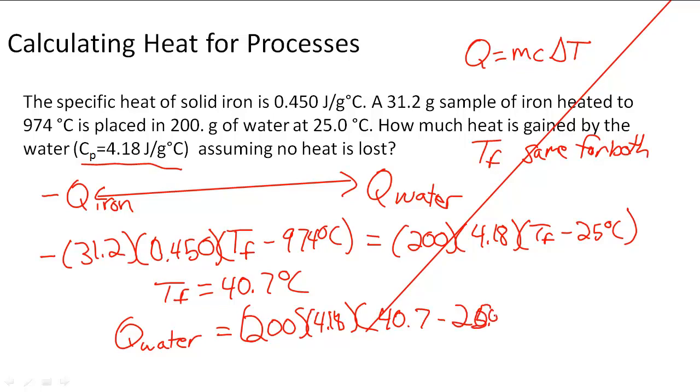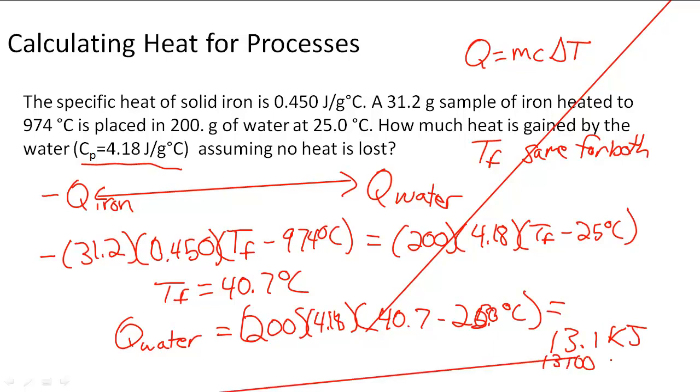25.0 degrees Celsius. And when we calculate this, what we're going to see is that we get 13.1 kilojoules, or 13,100 joules as the answer to this problem.